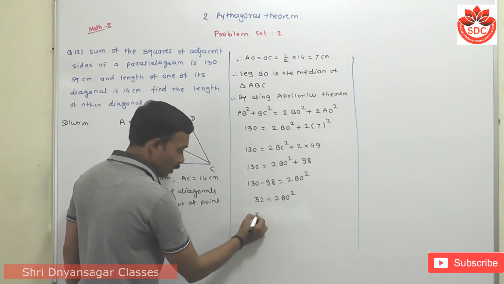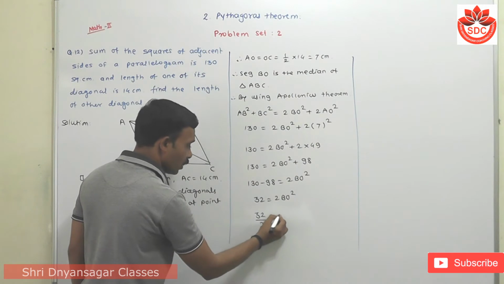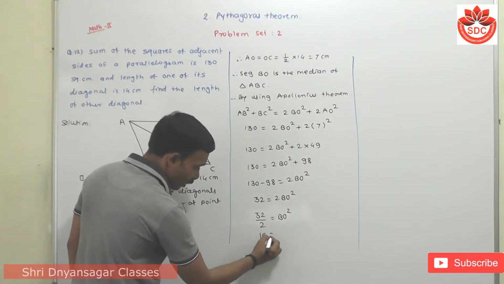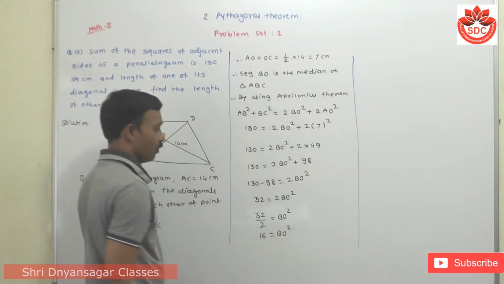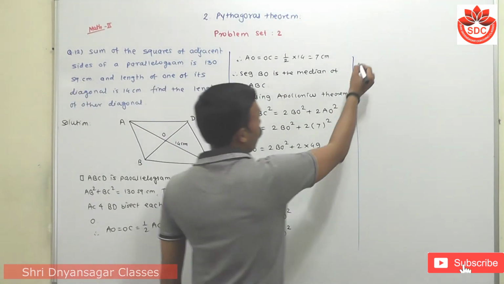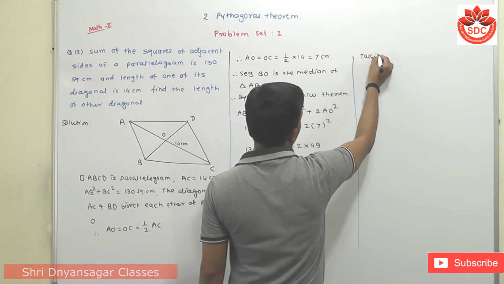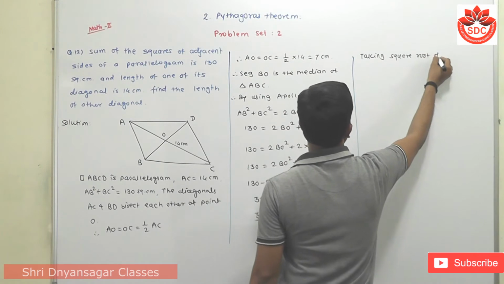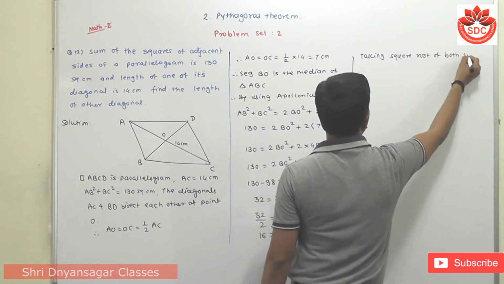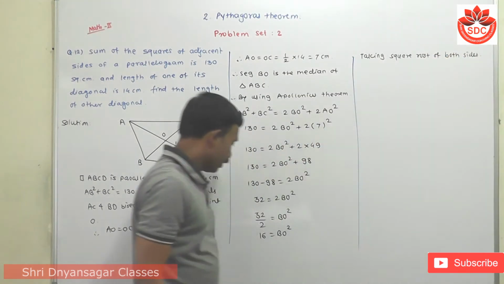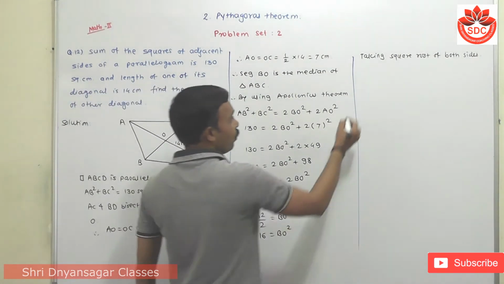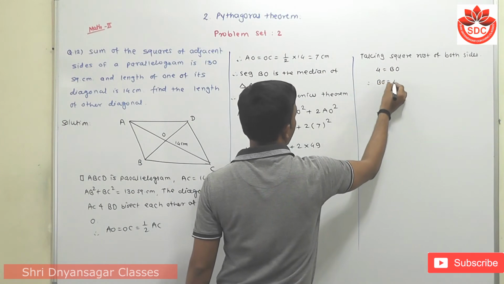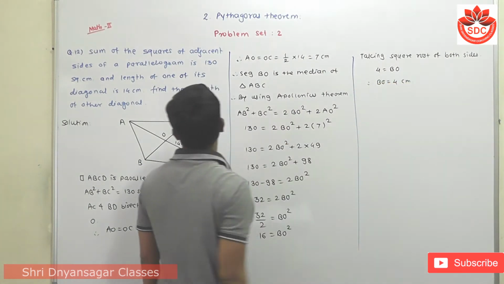2 goes to the denominator, so 32 upon 2 = BO². The division is 16 = BO². Taking square root of both sides, we get 4 = BO. Meaning that BO = 4 centimeter.